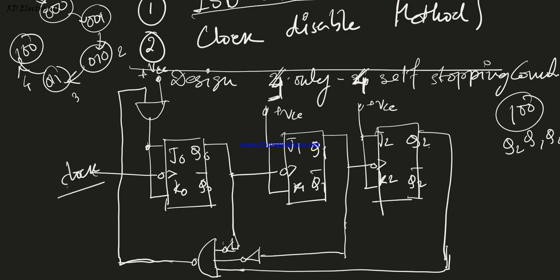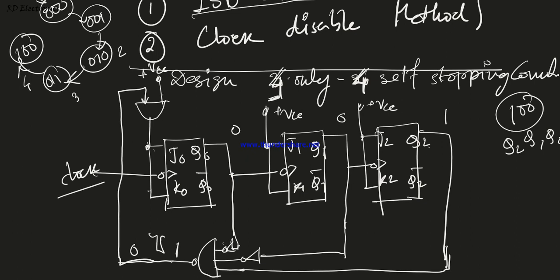Now what is the hardware function? First, the state is 0 0 0. When 0 0 0, the output of the NAND gate equals 1. So the AND gate passes plus VEC, and J0 and K0 equal 1. When both J0 and K0 equal 1, this is the toggle state, and it is also toggle for 0 0 1, 0 1 0, 0 1 1. And when 1 0 0 comes, the NAND output is logic low, so 0 is applied to this input.